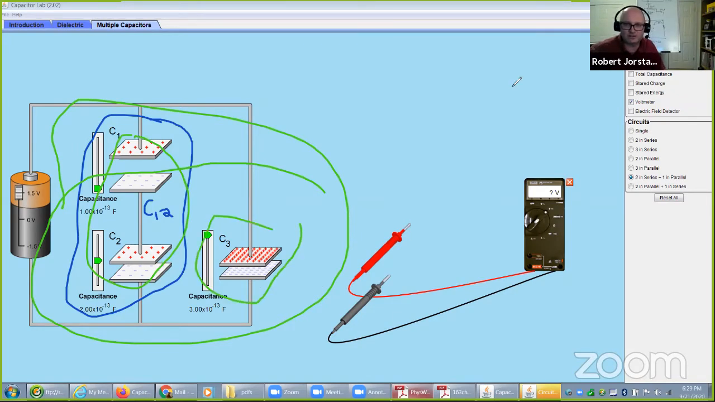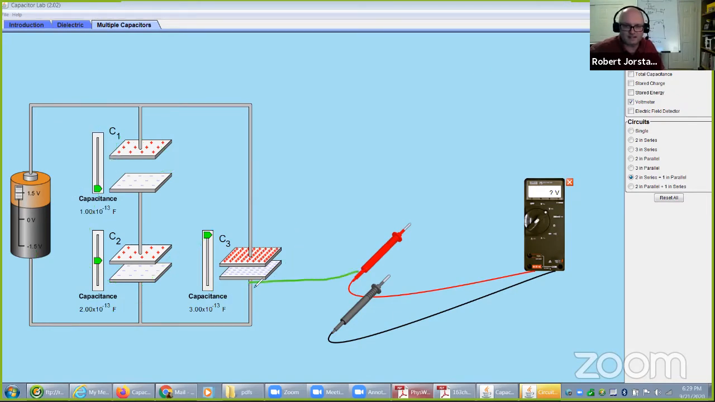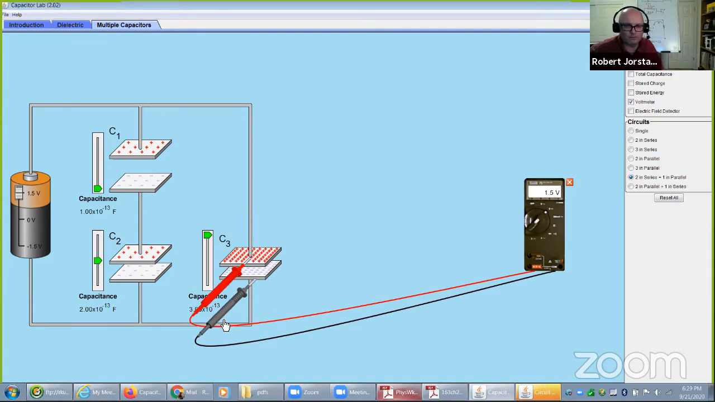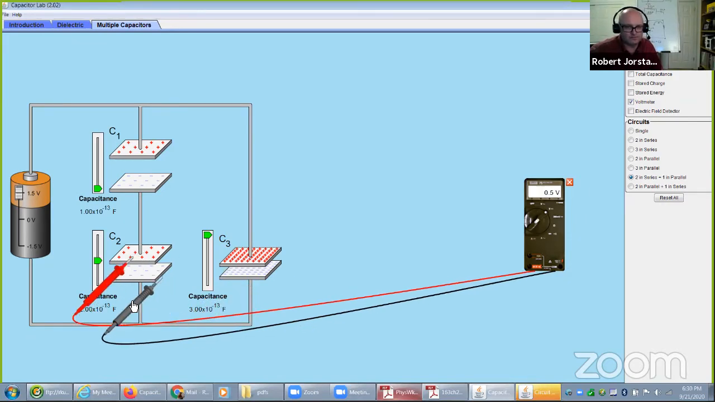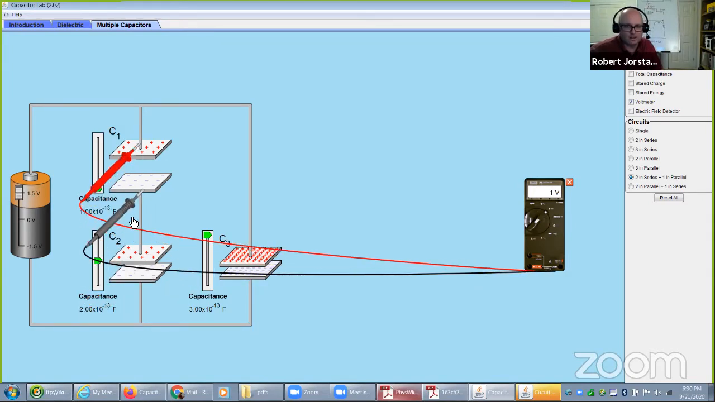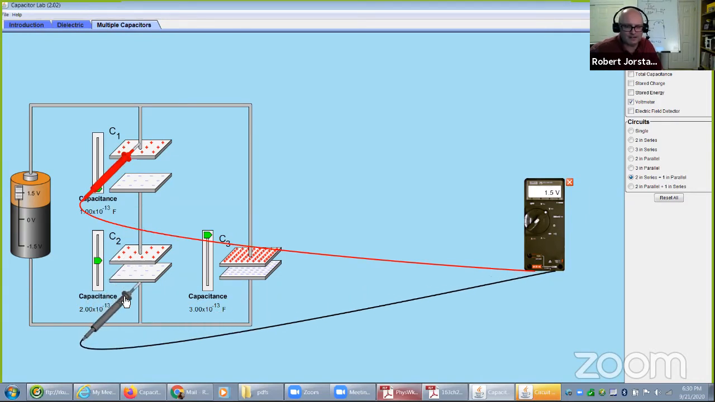Let's see if that's true. Again, what I'm saying is, the voltage across this one happens to be 1.5. Well, the voltage across this one is 0.5. The voltage across this one is 1. The voltage across both of them put together is 1.5. We see that this one and this one have the same charge. Their voltages add up to the equivalent.